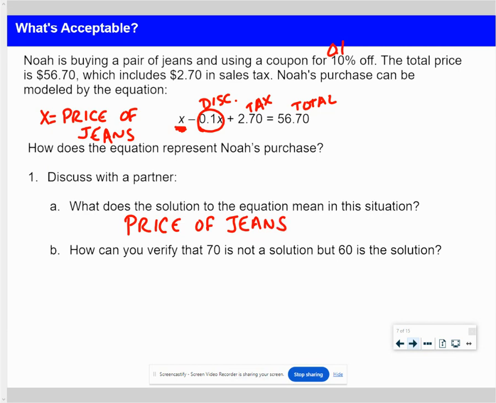Okay, and then it says, how can you verify that 70 is not a solution, but 60 is the solution? If I would substitute in there, I'm going to save us some time right now. If I substitute the 70 in for the X, what I end up with is, if X equals 70, and I just put that in there, I would get a price of $65.70. Well, that's not what it costs. They cost $56.70, so I know that 70 is not a solution.